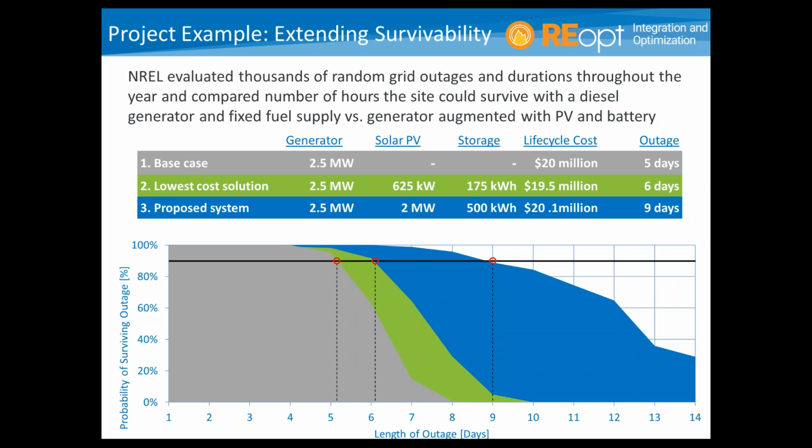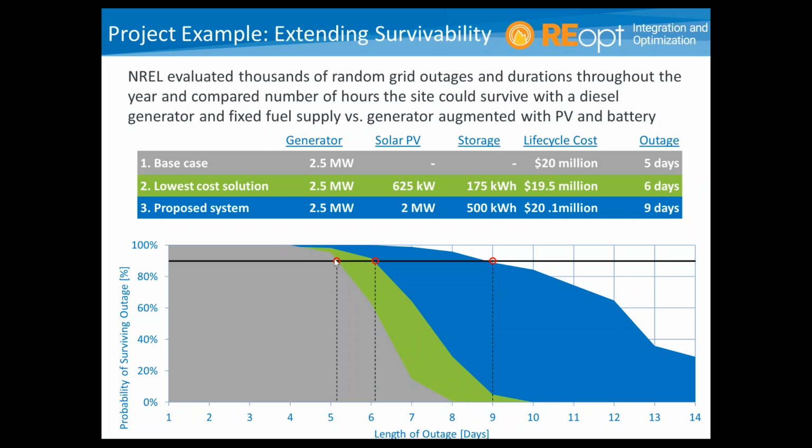The reason that we graph it as a probability is because the amount of time that you can survive an outage depends on the time of year that the outage occurs, because the load varies by time of year. And when we integrate solar into the analysis, it also depends on the solar resource at the time of the outage. For this analysis, we chose to set 90% as our benchmark, although you could set it at any percent you desire. And so this base case system of just diesel generators can sustain the critical load for 5 days.